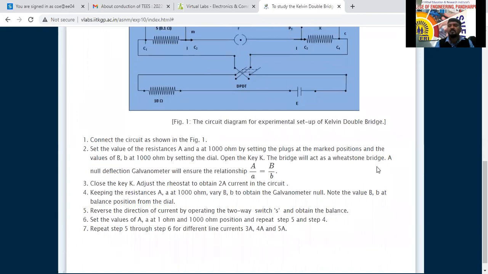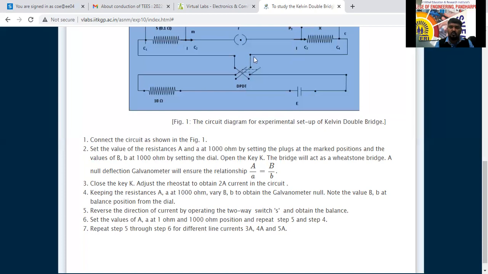The bridge will act as a Wheatstone bridge. This bridge acts as a Wheatstone bridge, so the null deflection galvanometer will ensure the balance, that is, outer ratio divided by inner ratio. You can call that A by B equal to this A by B. Capital R1 by R2 equals small R1 by R2.